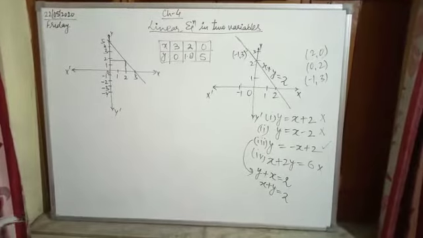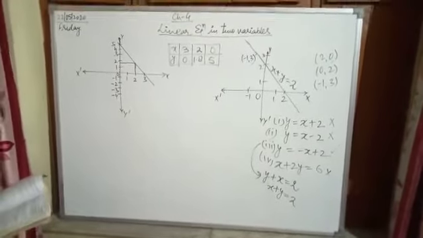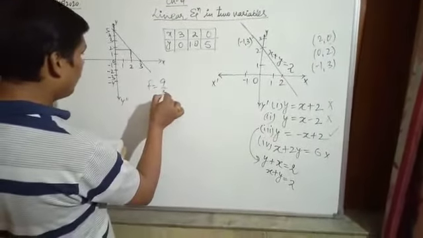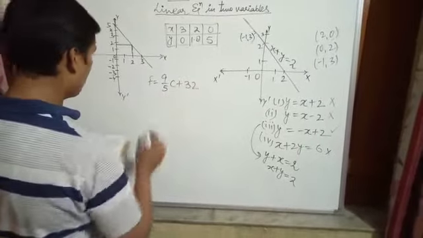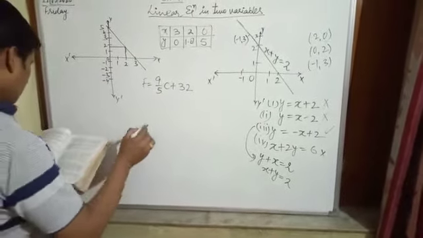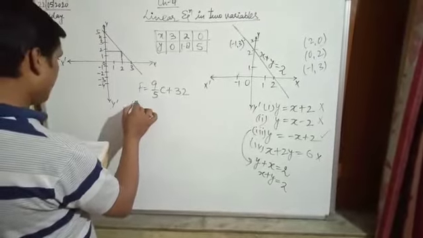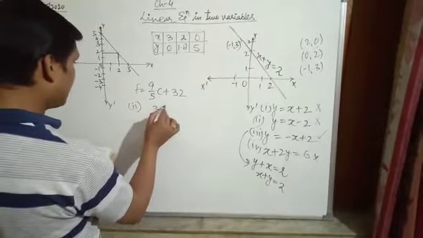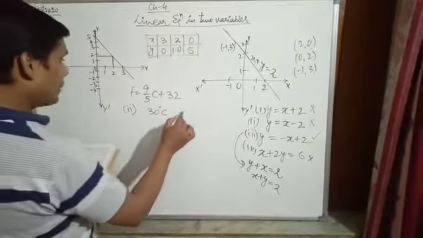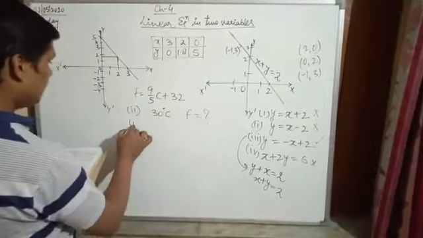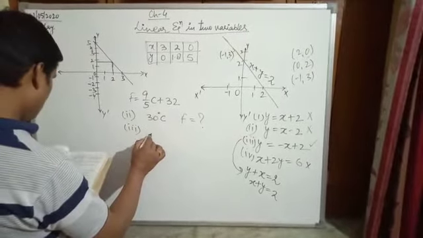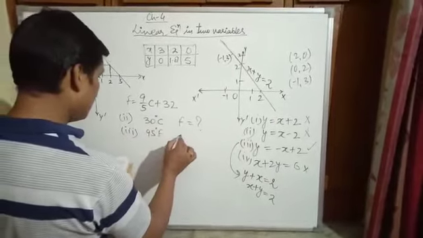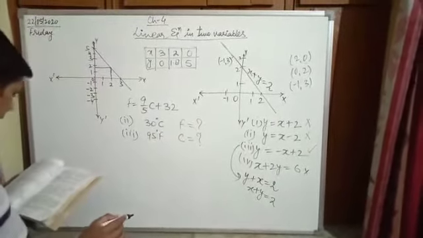One question is also important, question number 8. In this one it is given that F is equal to 9 upon 5 C plus 32. The second part is, if the temperature is 30 degrees centigrade, then what is the temperature in Fahrenheit? Third part is, if the temperature is 95 Fahrenheit, then what is it in degrees centigrade?